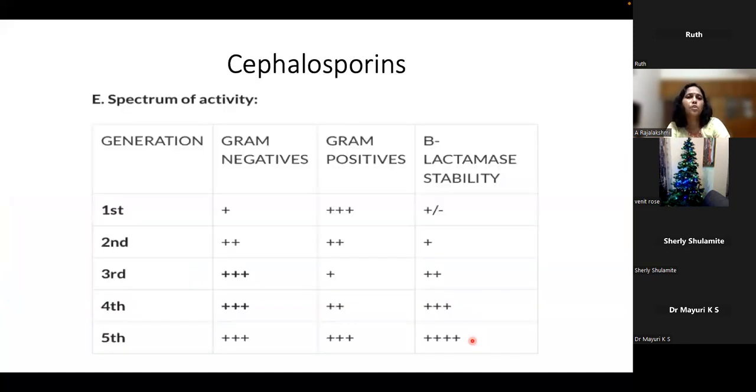So, to sum up cephalosporins, as you go from the first to fifth generation, your gram-negative cover is more and your gram-positive cover is less, except for the fifth generation, which has good gram-positive cover also, because it covers pneumococci and many other streptococci, including Staph aureus and MRSA. But all cephalosporins are inactivated by beta-lactamase. As you go up the generations, fourth and fifth are more stable, but still it is not a great drug. Sometimes you have to use carbapenem.